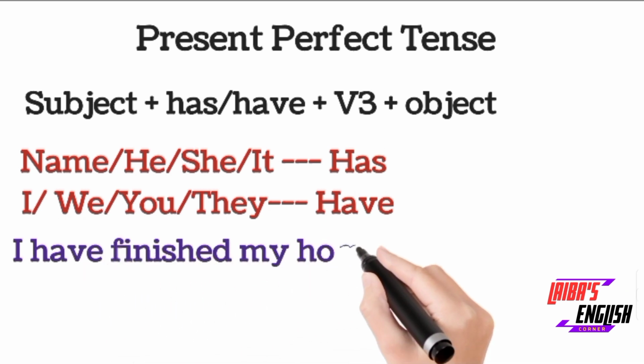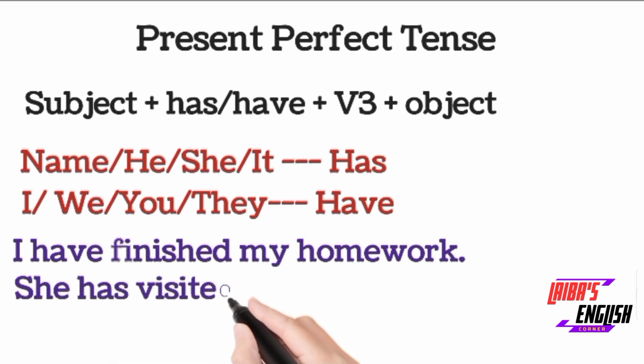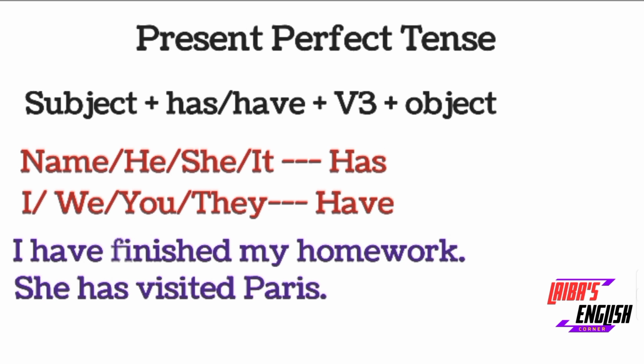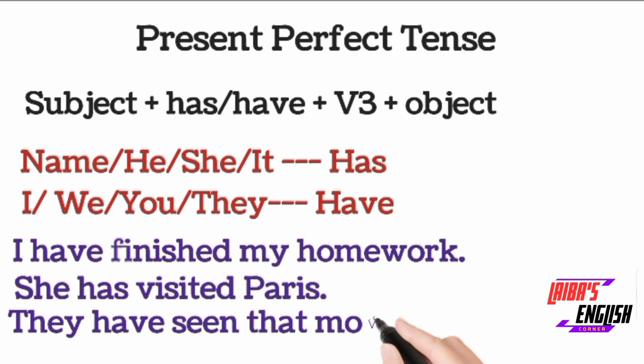Let's look at some examples to make our concept clear. I have finished my work. Here we are having I as a subject, so we will use have. I have finished. We are using third form, we will use ed with it. So, I have finished my work. She has visited Paris. Why has? Because he, she, it or name will use has. Third example is, they have seen that movie. So, with they we are using have.